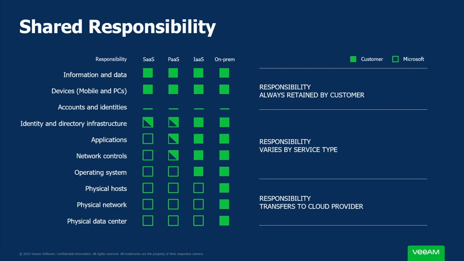As you can see, as you progress from an on-prem solution to a SaaS solution, the infrastructure becomes more and more Microsoft's responsibility while the data is still the customer's responsibility. So Microsoft is responsible for the infrastructure when it comes to Azure. They're responsible for the physical data center, physical network, host, operating system, that kind of stuff, while the customer and you are responsible for the data, security settings, accounts, etc.